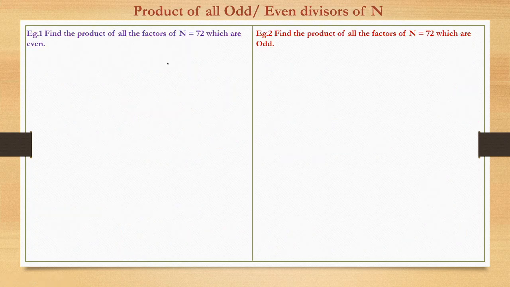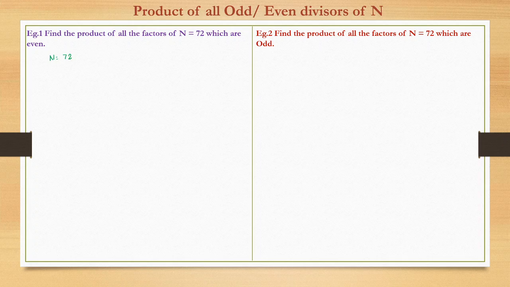Now we'll see another case. This is an interesting case where n is given as 72. We have to find the product of all the factors which are even.